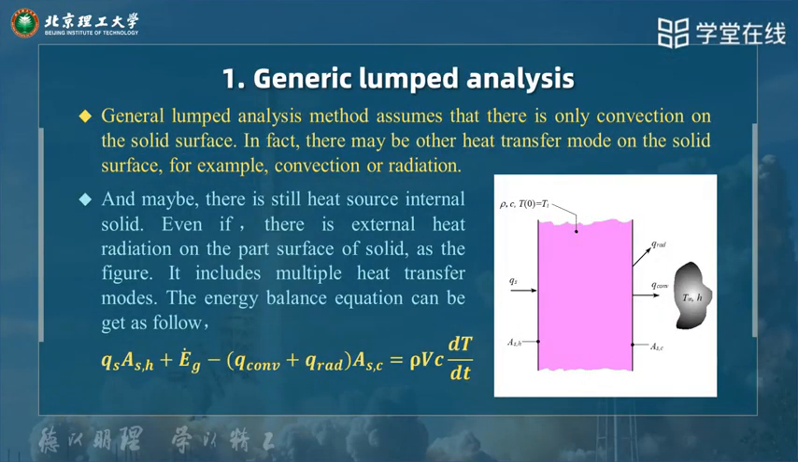In basic heat transfer, we have learned the general lumped way to calculate some simple bodies' heat transfer. But the method assumes there is only convection on the solid surface. But in fact, maybe there are other heat transfer modes on the solid surface, for example convection, radiation, generation in the body. Maybe there are more factors.